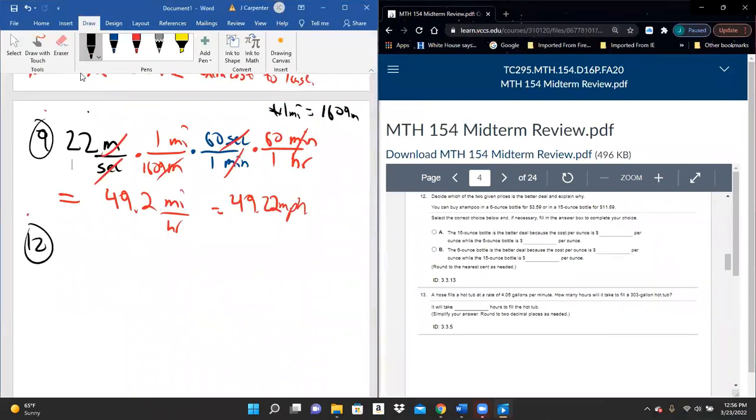12. Decide of the 2 given prices, which is a better deal, and explain why. We got 6 ounces of shampoo for $3.59 or 15 ounces of shampoo for $11.89. So scenario A, remember cost analysis, we take the cost, not say scenario A yet, it's just the whole thing. Cost analysis is always the cost divided by how much you get.